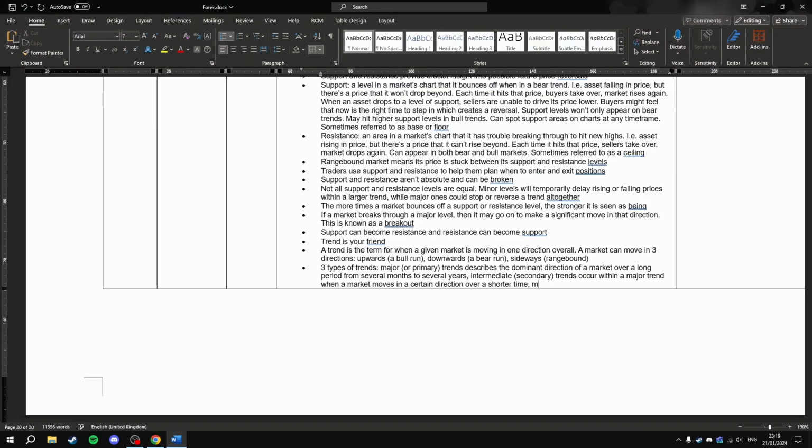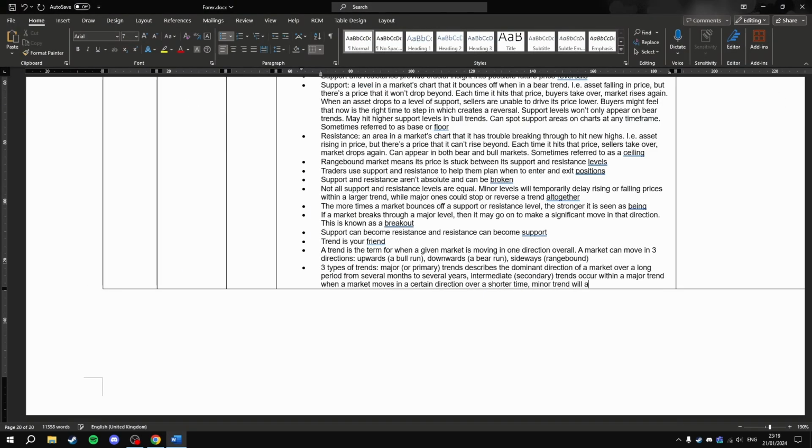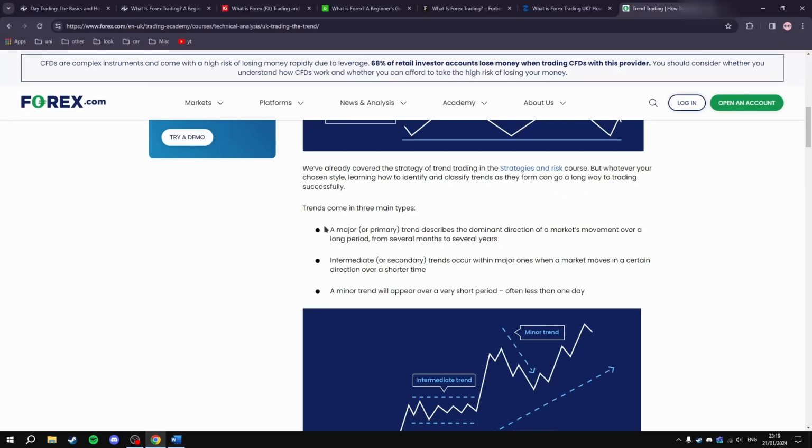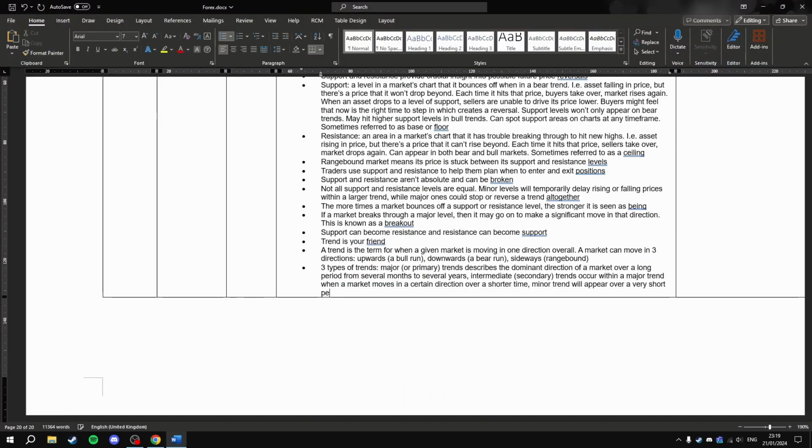Finally, minor trend will appear over a very short period, often less than a day. Will appear over a very short period, often less than a day.